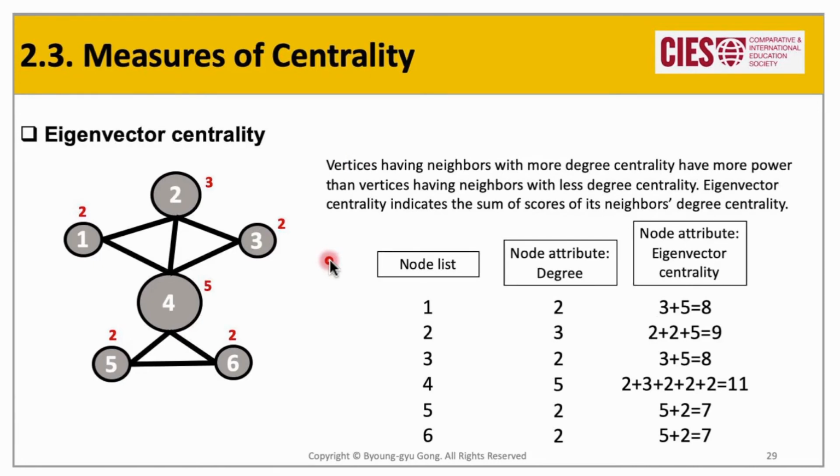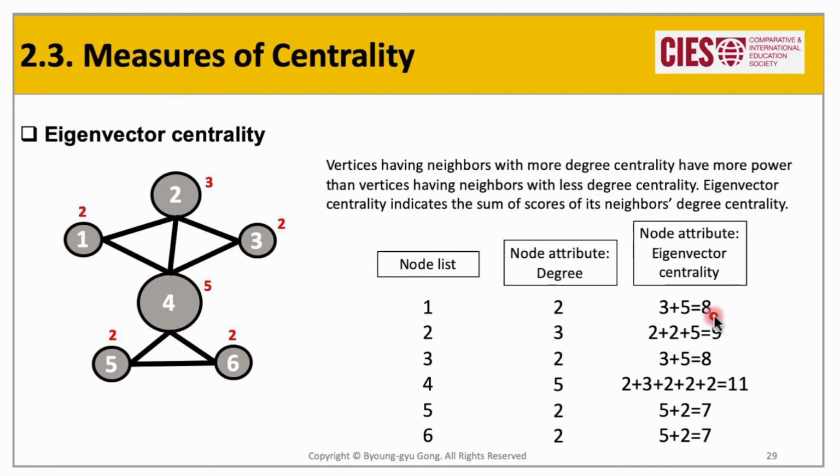According to this definition, eigenvector centrality sums the scores of its neighbors' degree centrality. Let me give you an example here. Vertex 1 has 2 neighbors, vertex 2 and 4. Vertex 2 and 4 have 3 and 5 degree centrality respectively. Thus, the eigenvector centrality of vertex 1 is 8, the sum of 3 and 5.